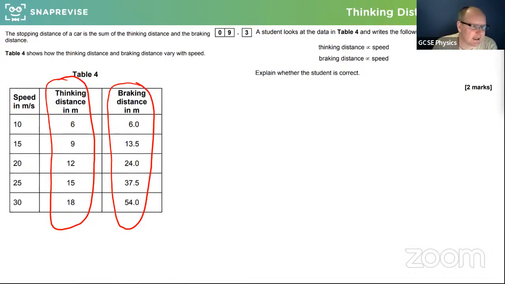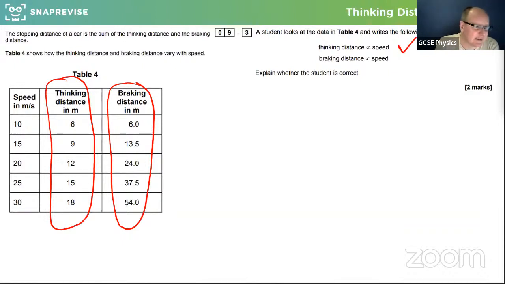So at 10 meters per second, the thinking distance is 6. If we add a third to the speed, go up to 15, then we add a third to the thinking distance, it goes up to 9. And we've got a difference that's increasing steadily each time. So we've got a difference of 3, 3, 3, and 3. So the first statement of the student is correct. But what about the second statement?